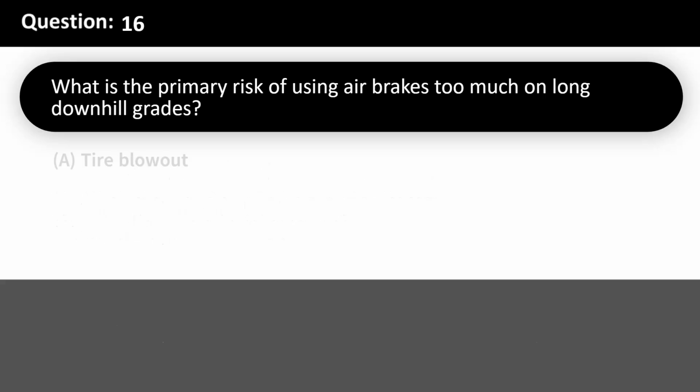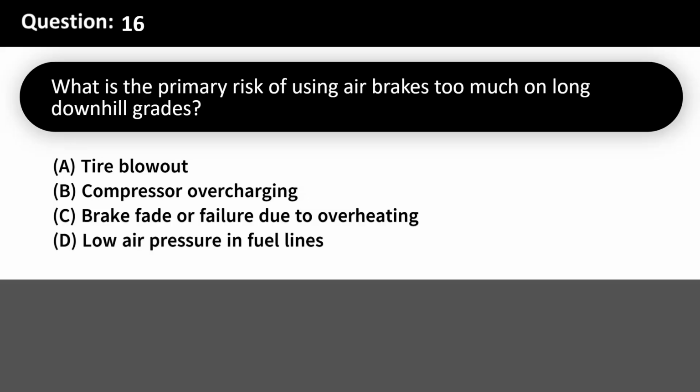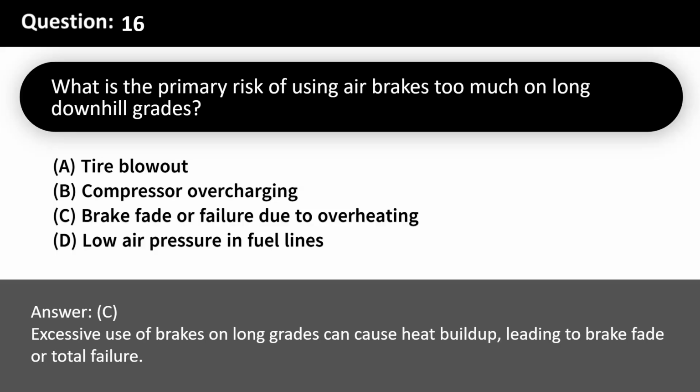What is the primary risk of using air brakes too much on long downhill grades? A. Tire blowout. B. Compressor overcharging. C. Brake fade or failure due to overheating. D. Low air pressure in fuel lines. Answer: C. Excessive use of brakes on long grades can cause heat buildup, leading to brake fade or total failure.